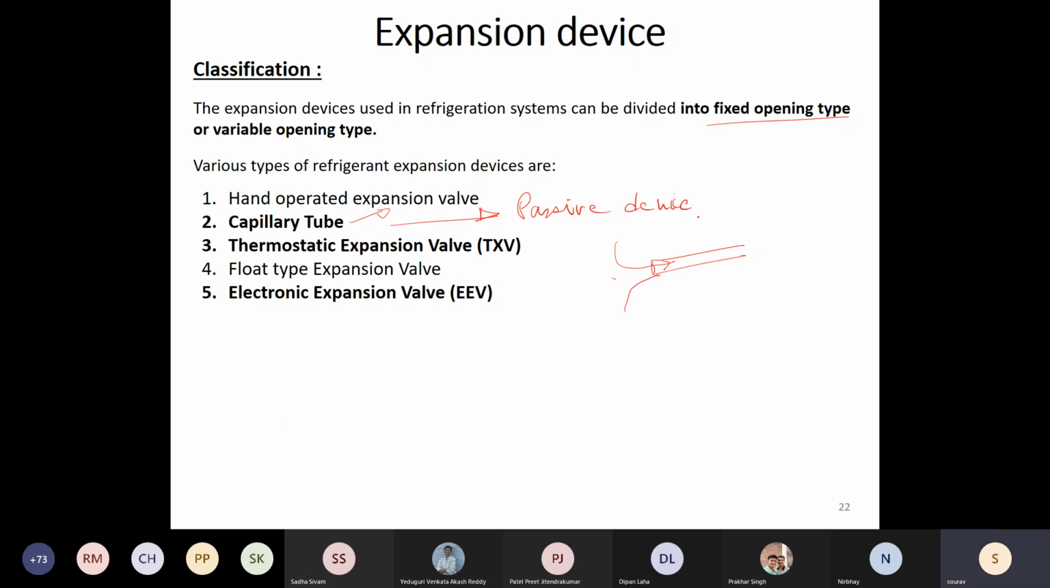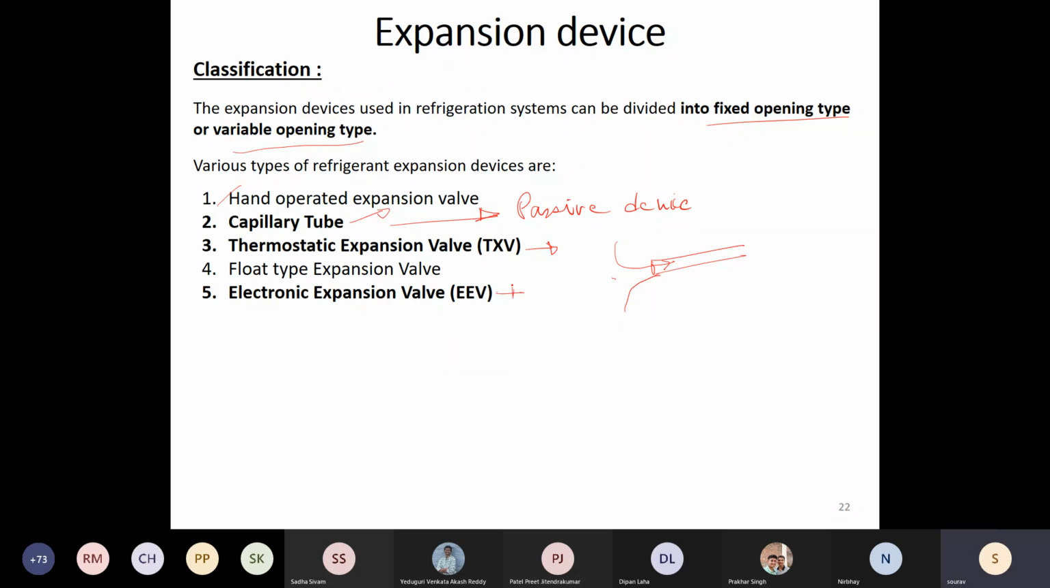Whereas if you look at other types of expansion valve, that is a hand operated valve. An example in your day-to-day life would be your tap. You rotate the knob on the top of your tap, and you increase or decrease the area through which the flow occurs. So that is a variable opening type. Okay, we will discuss the thermostatic expansion valve because I have shown it in the lab class, but I didn't discuss it in detail.